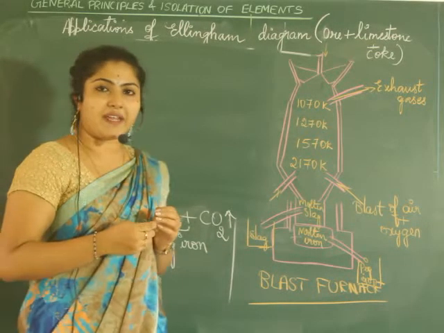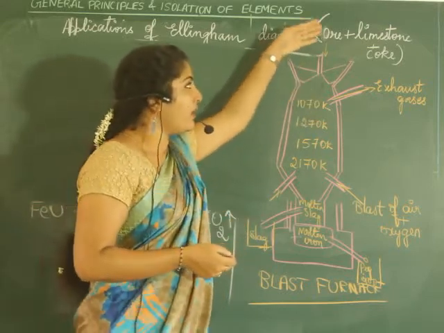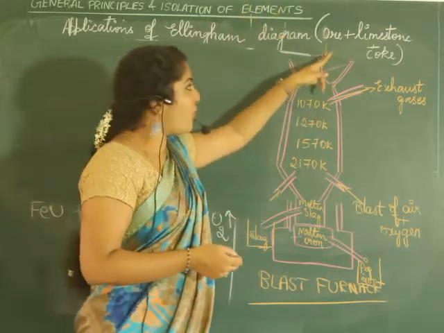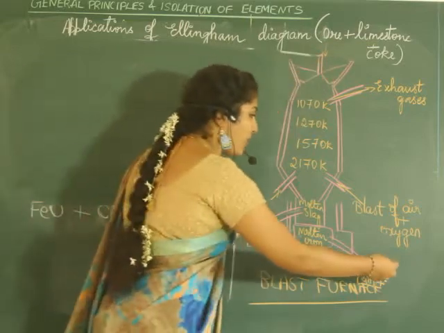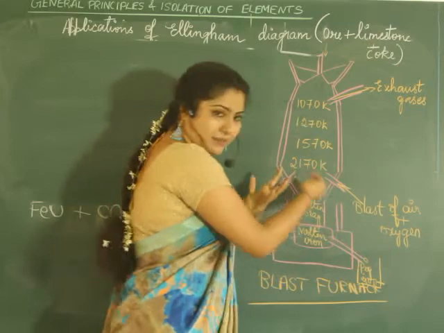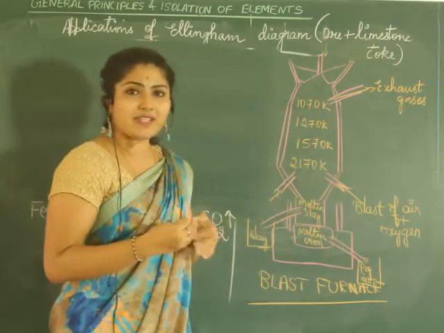Now briefly let me tell you about the extraction of iron. So what are we doing? We take a mixture of ore, limestone and coke. It is fed into the blast furnace, and from the bottom blast of air and oxygen is passed, and at different zones different reactions are carried out.